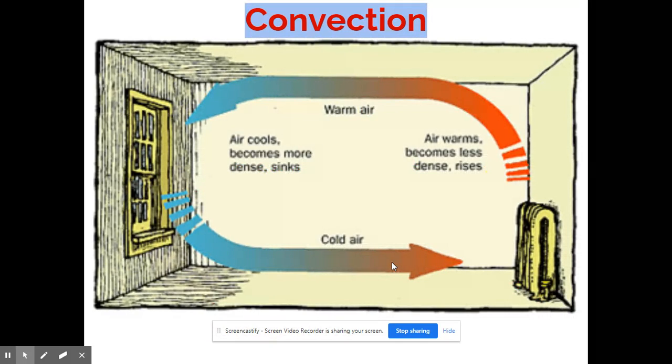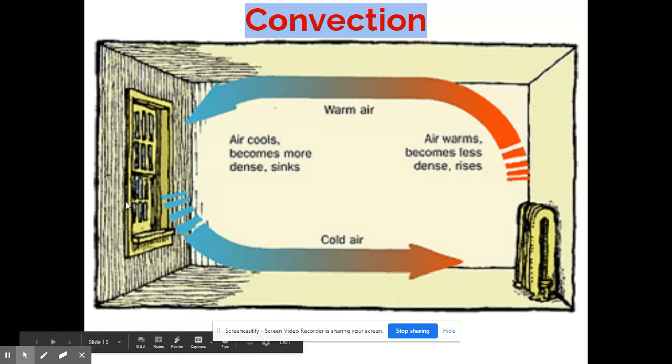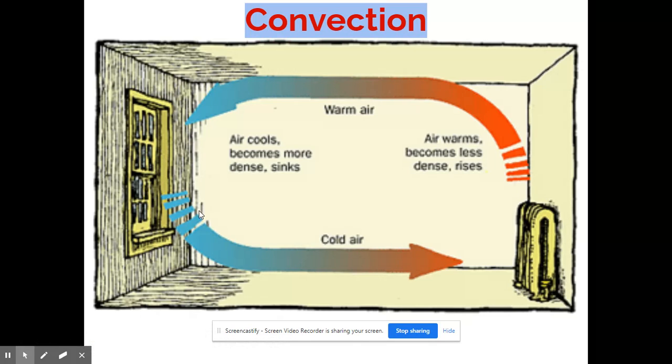Here is another example. You have a heater over here and a window over here that looks probably cracked open. So that colder air comes in, it gets heated up by this heater. That heater heats it up, and then that warm air rises because it's less dense and comes back over here. So this cycle will repeat. If this window is closed, this cycle will repeat until the air in the room is all at the same temperature.